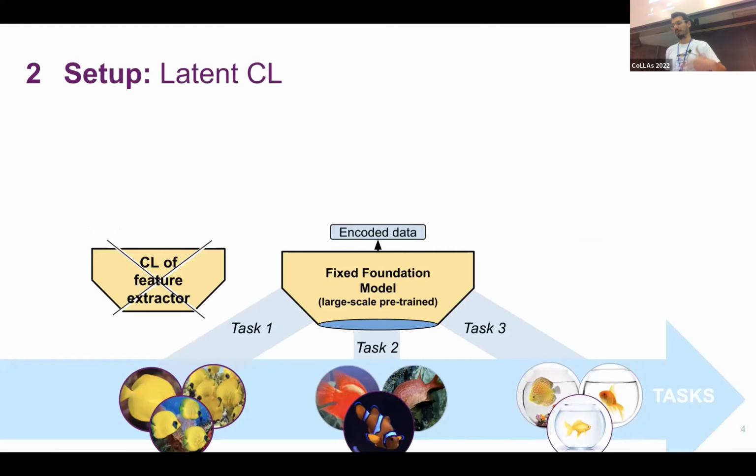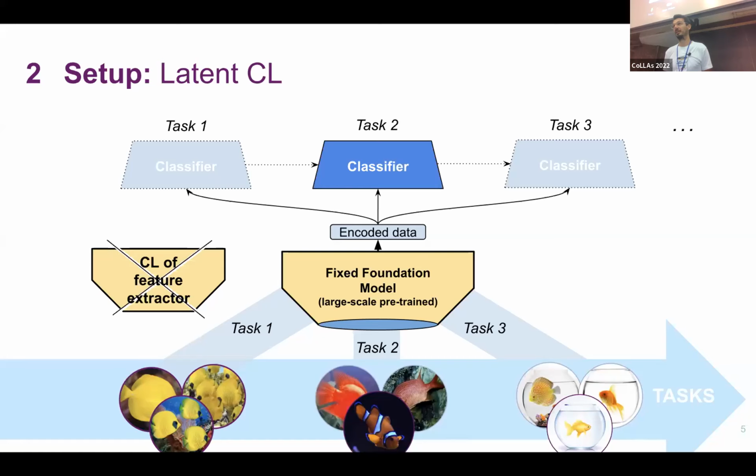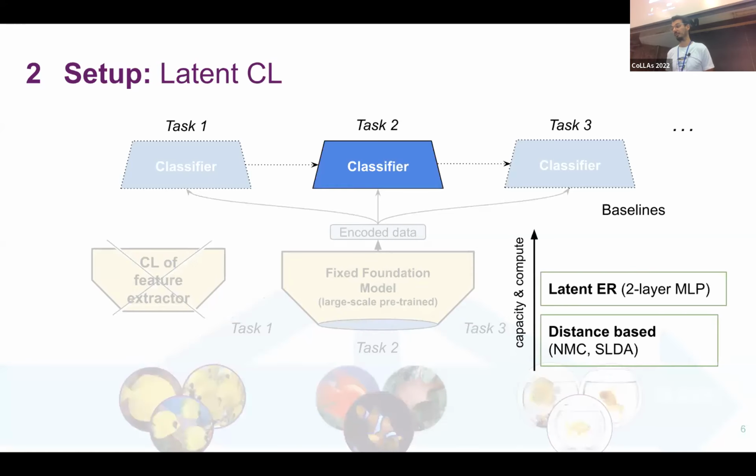We are simulating this extreme situation by replacing the usually continually trained feature extractor with a fixed pre-trained model, of which we test around 30 different models. During the continual learning phase, we're just training a small classifier on top of these encoded features. So this is essentially doing continual learning in the latent space of these large pre-trained models. On the classifier side, the classifier can be, for example, an MLP, which is the baseline we call latent ER, because we're using experience replay, but in this case, it is latent replay. We can even use a simpler model, which is a distance-based classifier like NMC or SLDA, as another baseline.